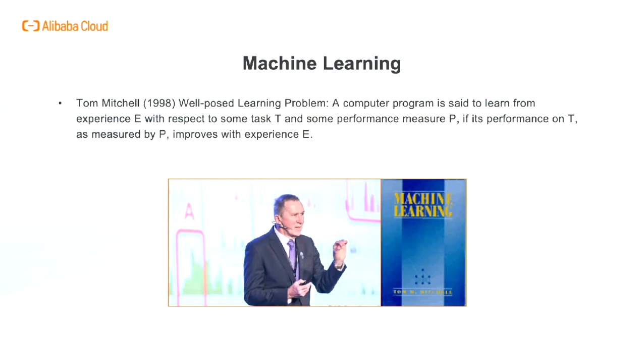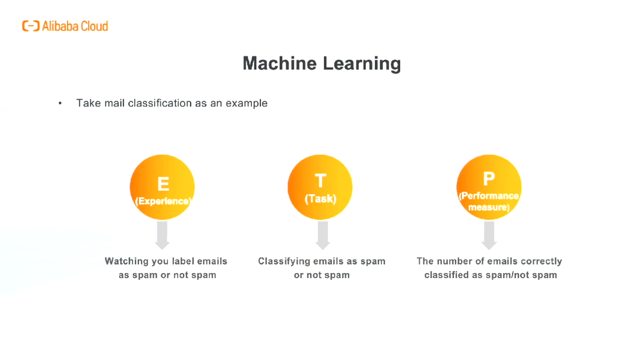Here is an updated definition from Tom Mitchell. A computer program is said to learn from experience E with respect to some task T and some performance measure P if its performance on T, as measured by P, improves with experience E. T refers to the task to be completed, E refers to experience, and P refers to the indicator of task performance. Take training a spam recognition model as an example. You may mark some emails as spam on a daily basis. According to your marks, the mailbox may learn how to mark spam more accurately.